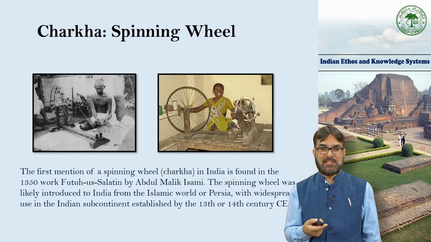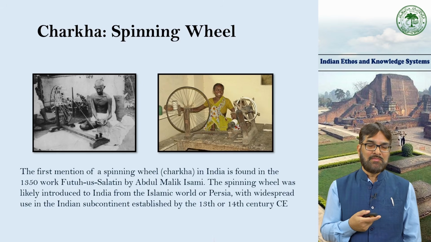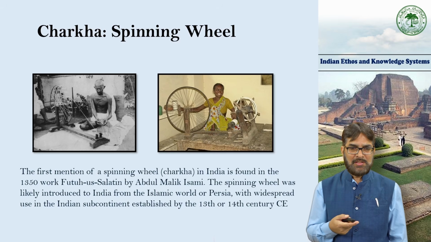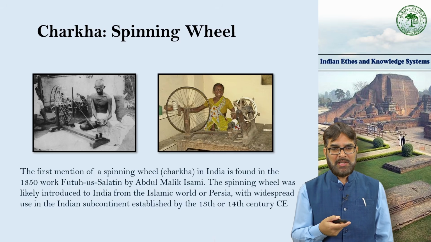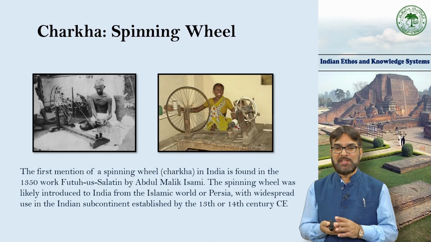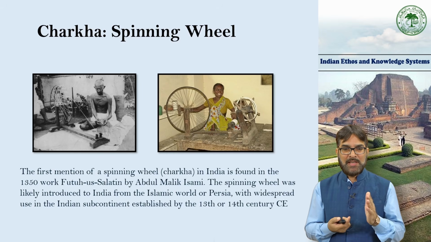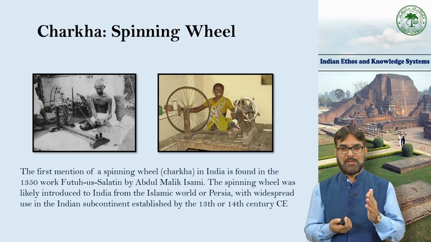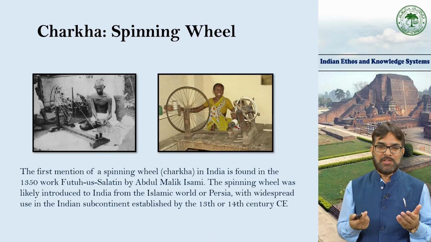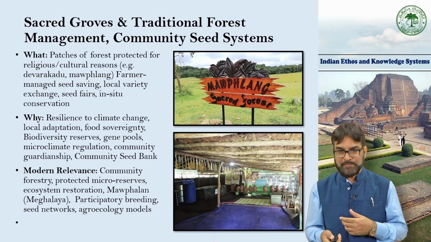Then charkha, a spinning wheel. Obviously, we know charkha is associated with Mahatma Gandhi. The first mention of a spinning wheel, charkha, in India is found in the 1350s in Futuhus Salatin by Isami. He was the writer. The spinning wheel was likely introduced to India from the Islamic world or Persia, with widespread use in the Indian subcontinent established by the 13th and 14th century CE.